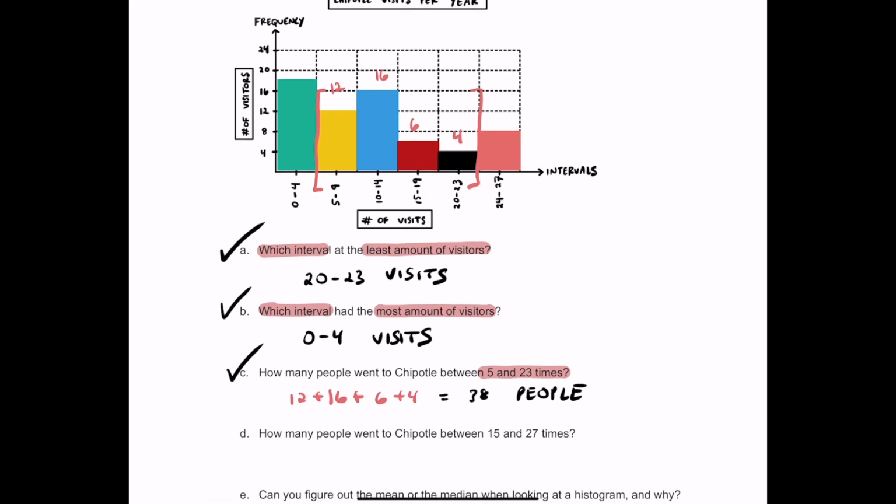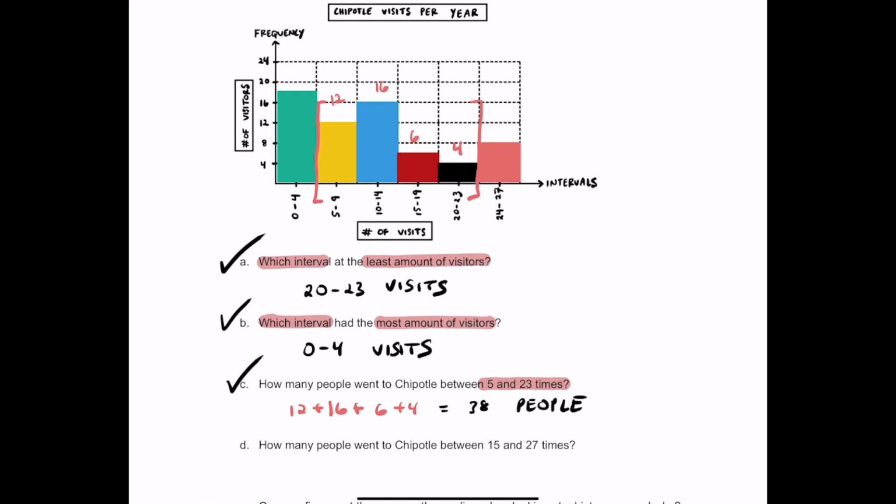Okay, next question, I might want to just get rid of these bars. 15 and 27, I'll keep those numbers because they might help us. So 15 starts here, 27 ends here. Okay, so I just need this 8 over here. 6 plus 4 plus 8, it's going to be 18 people.